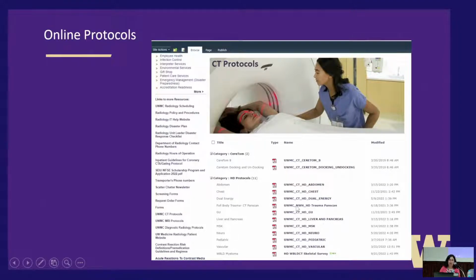You cannot have a protocol online that's 2 years old and what's on the scanner is totally different. So it's a big responsibility for the technologists to maintain this. And physics, for me, I help a little bit, but they really are in charge of this and maintaining it. I don't do the day-to-day maintenance work.